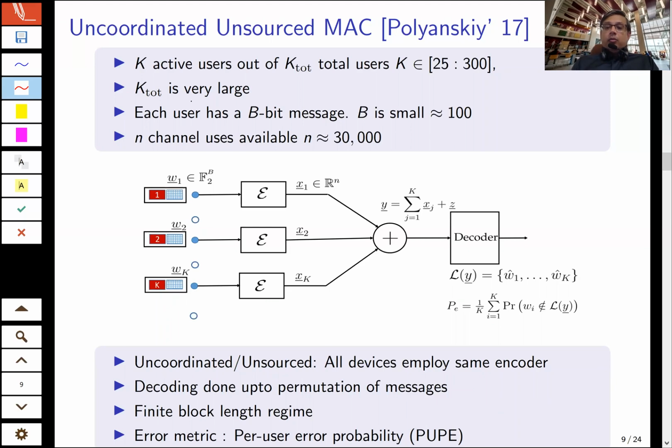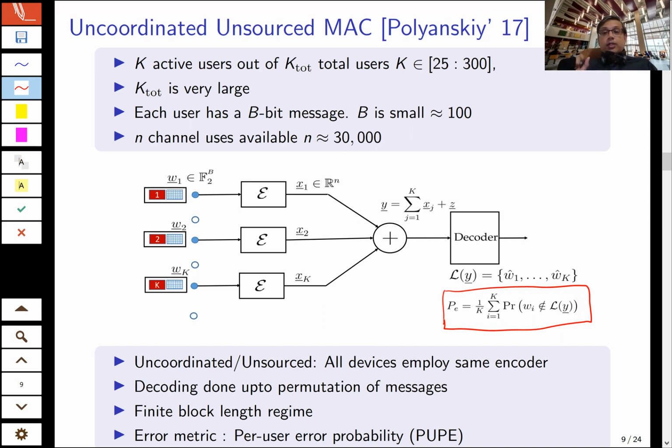And what he showed is that if you slightly change the metric that you are interested in, instead of asking for the probability of error in decoding the entire set of users, if you ask for the probability of error in decoding any particular user, then he was able to derive a bound for the probability of error, and I'll talk about that in just a second. But before I go ahead and talk about this, I want to make sure we understand a few things about the formulation clearly.